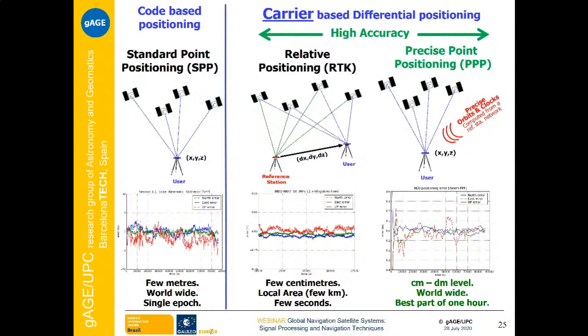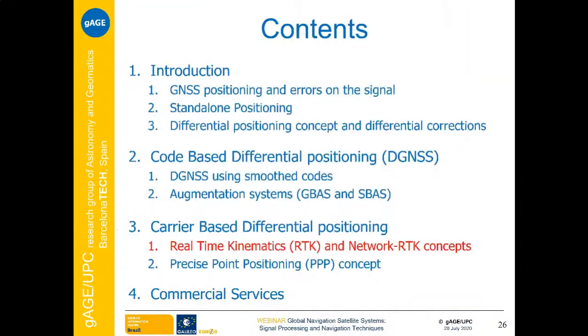We can achieve this highest accuracy, but there is a limitation in the baseline. There is a limitation in the distance between reference station and user. For PPP, we achieve centimeter to decimeter level accuracy, but this is worldwide. There is no limitation in the user location, but it takes longer to converge.